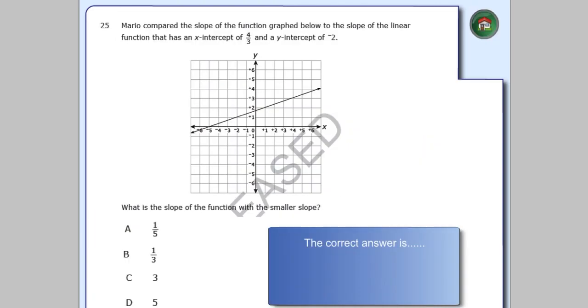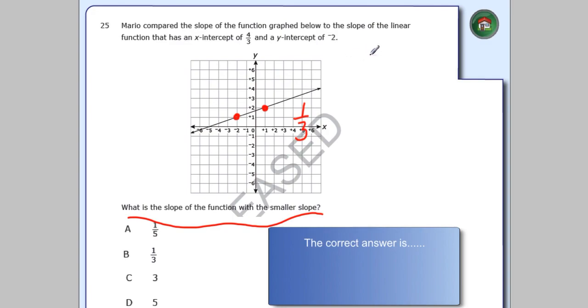Okay, number 25. Mario compared the slope of the function graph below to a linear function that has the x-intercept of 4/3 and a y-intercept of -2. So with this one, find the slope of this first. You can see there's an ordered pair here and there's an ordered pair here. The slope would be rise 1 and you run 3. So the slope of this one would be 1/3. Now you have to find the slope of this one to see which one is smaller, because that's what the question is asking.